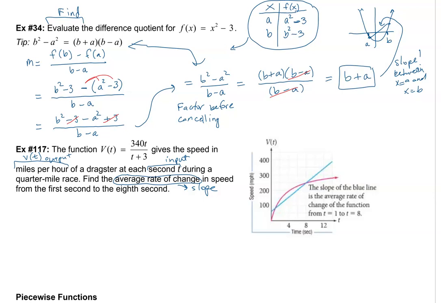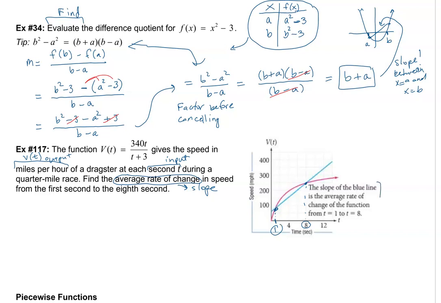Over to the right, we've got time as our horizontal axis, with seconds, t, counting across the bottom. And then we've got our speed in miles per hour as our output, our y-axis. The curved pink line is a graph of v of t equals 340t over t plus 3. And the blue straight line is the line connecting t equals 1 to t equals 8. So we're going from t equals 1 to t equals 8.